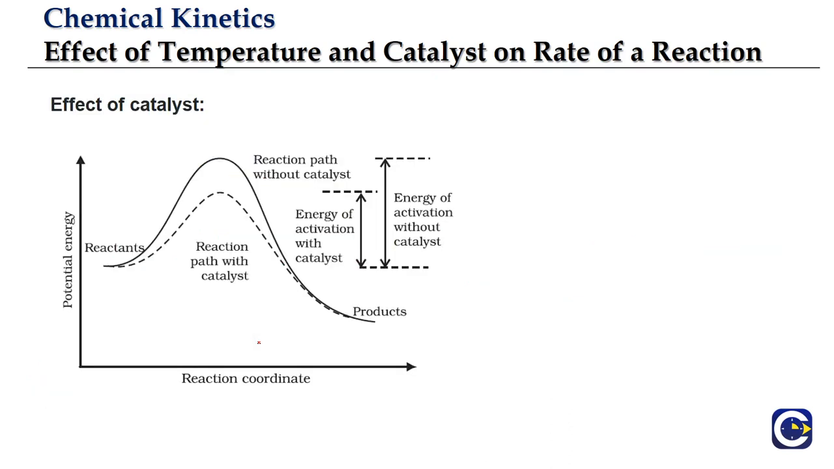Now we talked about how temperature affects the rate of a chemical reaction. Let us see how a catalyst affects the rate of a chemical reaction. The effect of a catalyst is seen in most reactions, from hydrogenation of oils to Haber's process to contact process. In a lot of industrial reactions we use a catalyst because it can speed up the chemical reactions. A catalyst will be able to alter the reaction path.